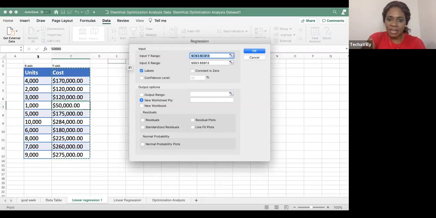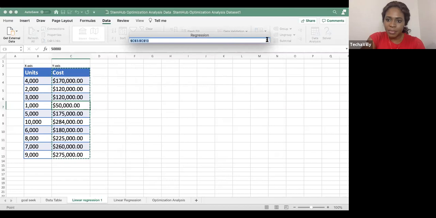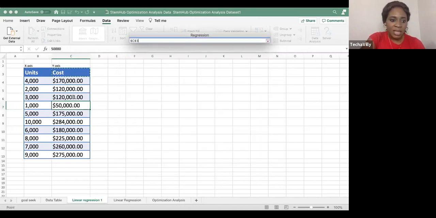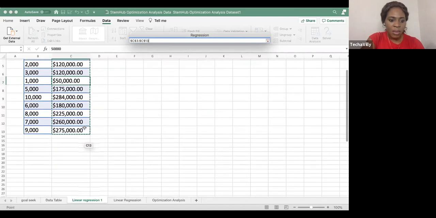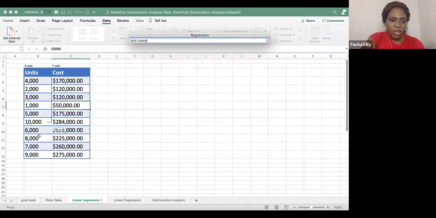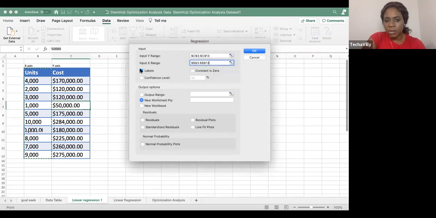So this is the y-axis. Click on that because I already ran this regression before, so that's why I have this, but I can also take it out. So for the y-axis, just click on that and pick cost. Cost is our y-axis, the y variable, and then you go to the x variable. You see this input x range. So I'm going to go to the unit, which is the independent variable, and then I want labels to show, and then I want new output. I want to show this in a new worksheet. You can also have it on the same worksheet, but I want it in a new worksheet.